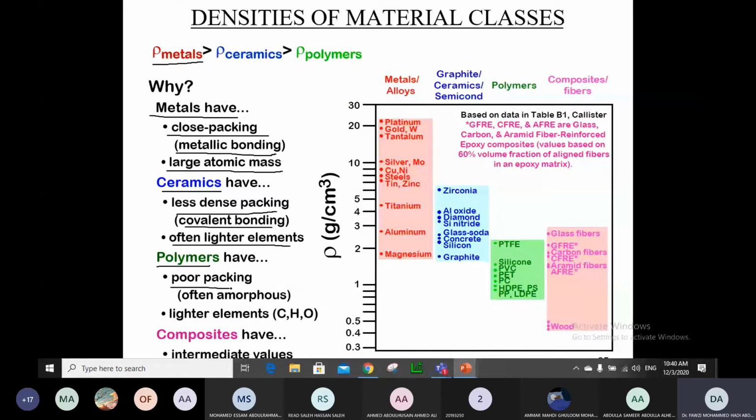The polymers have poor packing because a lot of them are amorphous or semi-crystalline, so you have gaps in between, and generally they have lighter elements like carbon, hydrogen, and oxygen, and that's why you have the metals with much higher density. So this is why we refer to it as a more dense material than the other ones. Composite materials, we say, have intermediate values between the high metals and the low polymers, but it depends on how we design the composite material there. Yes, tell me your question now.